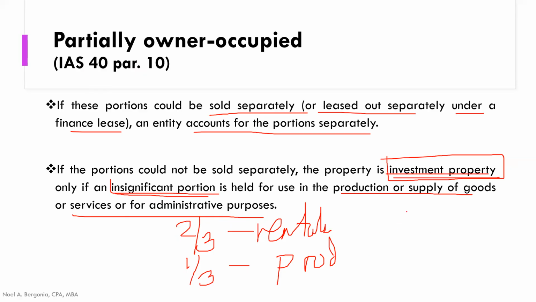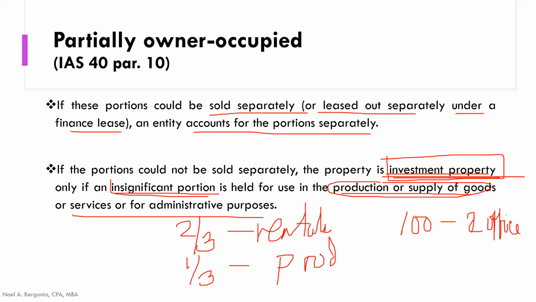O kaya naman baka meron kang 100 na rooms in the building, used for let's say meron lang isa or dalawa na ginamit for office, 'di ba? So this will now be classified as insignificant portion for the production or supply of goods or services. Okay? Kaya pwede siyang i-classify as investment property. Pero if in case significant yung portion, so mas malaki yung portion natin na ginagamit for production or supply of goods or services, then malamang sa malamang it will be classified as property, plant, and equipment.